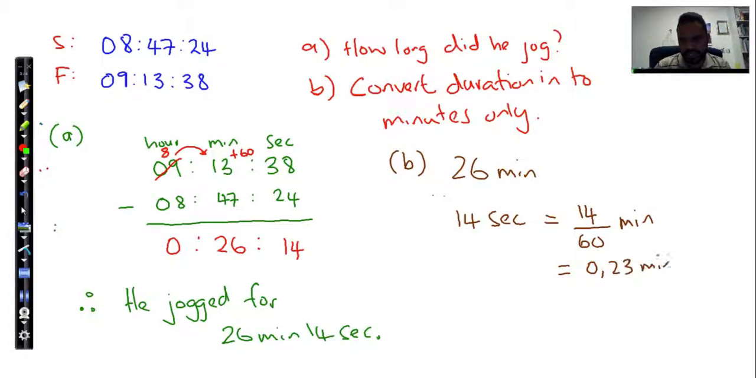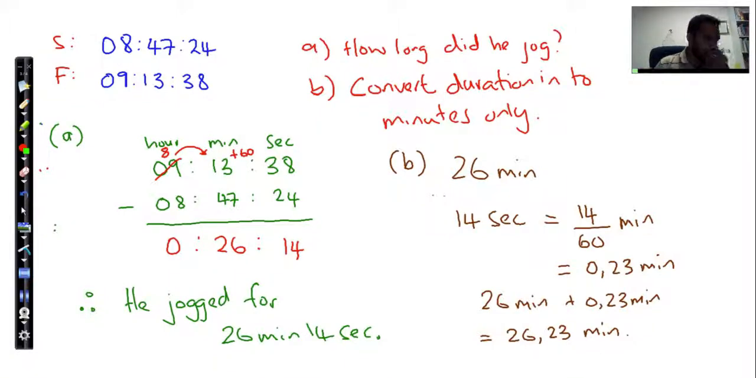0.23 minutes. Okay, so if I add up 26 minutes plus 0.23 minutes, I will get 26.23 minutes, right? Okay. And there we go. That's A and B. Now what I want to do is show you something on the calculator, which is very important, which we can use to actually find the difference in time. Okay, and that's what I'm going to do next. To solve this using the calculator, if you have the start and the end time on a clock.